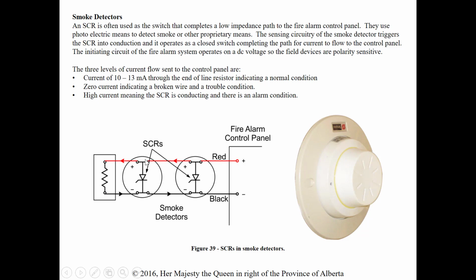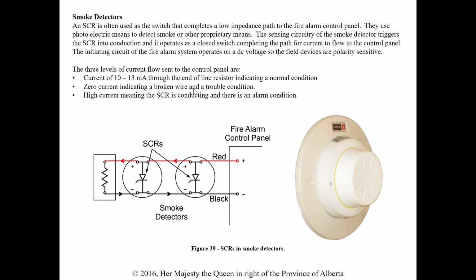As soon as we trigger that SCR, now we have a path through the SCR back to the panel, which is going to result in a higher current than going through the end-of-line resistor. And that's going to tell us that there's an alarm. Once that happens, the panel would initiate the alarm sequence and switch the polarity to the signals and bells, and they would start going off.